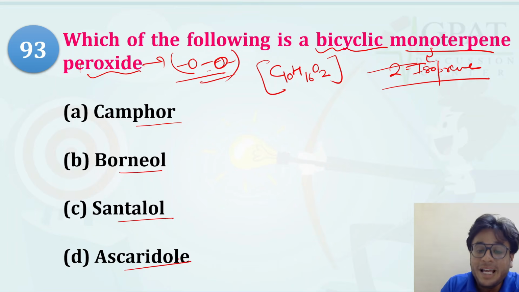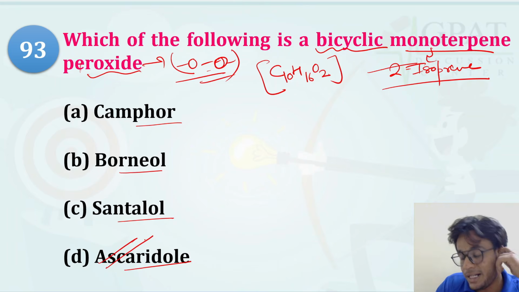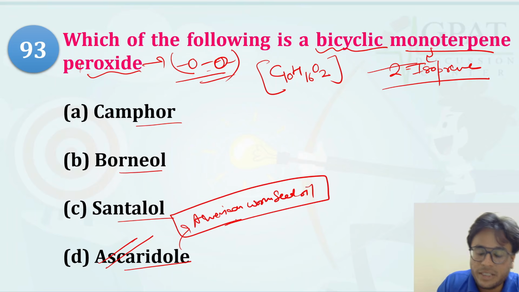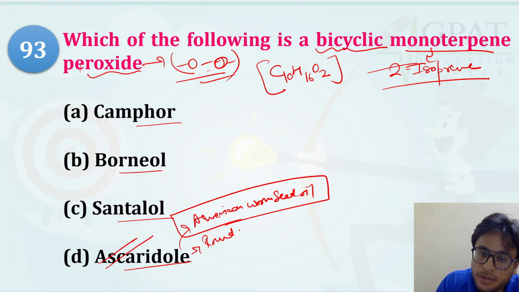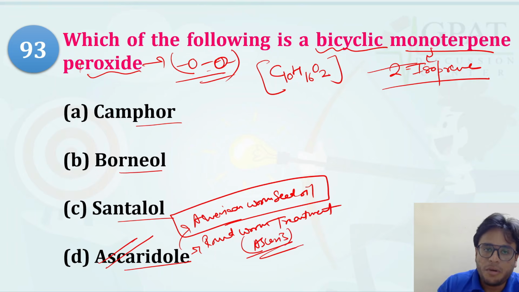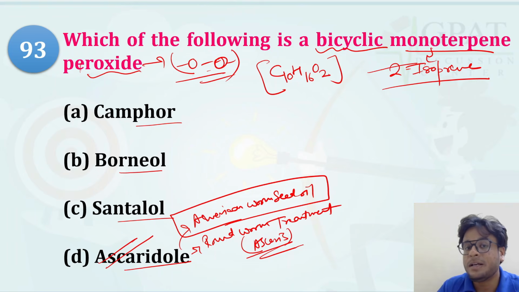Which is going to be the example of it? Yes, ascaridole, which is obtained from the chenopodium plant, also known as American wormseed oil. As the name indicates, ascaridole is mainly used for the treatment of roundworm. The name of that particular roundworm is Ascaris itself. So these are some important properties related to that bicyclic monoterpene peroxide compound, ascaridole.